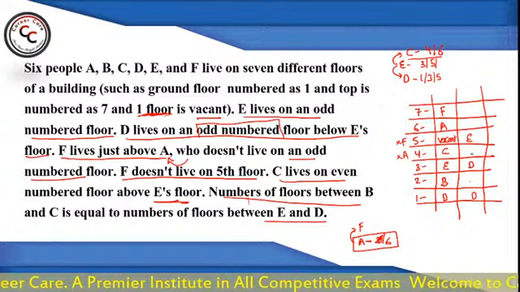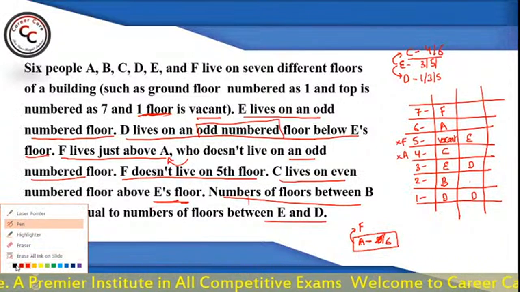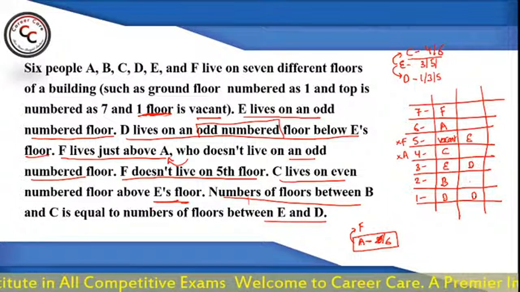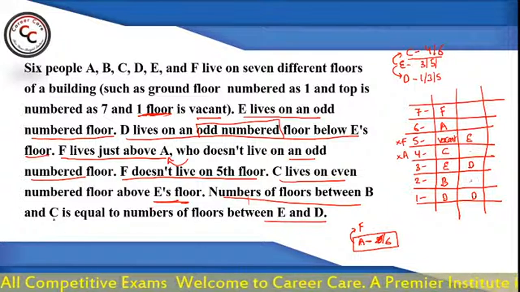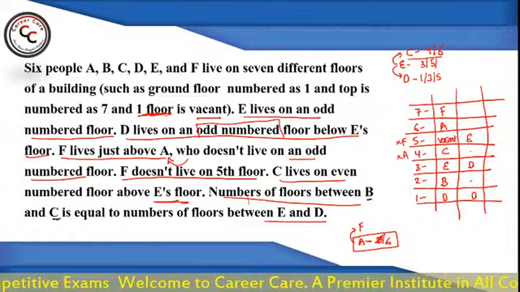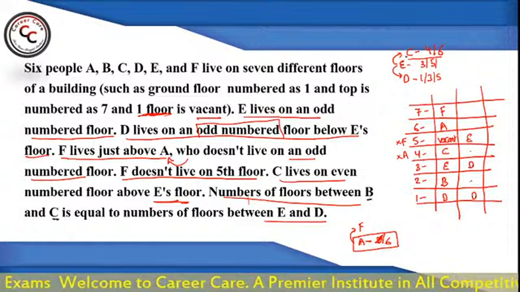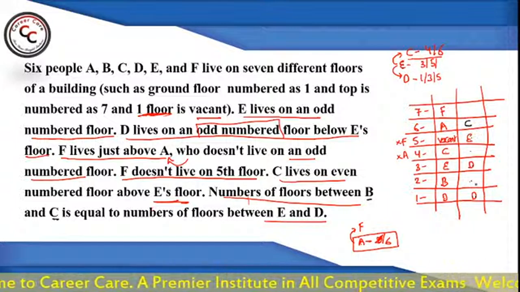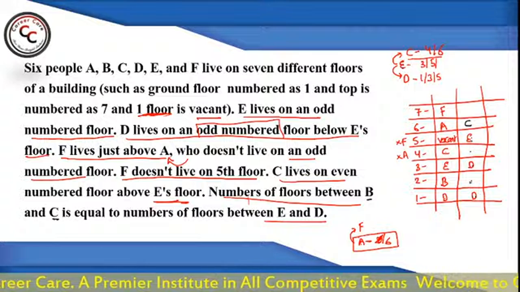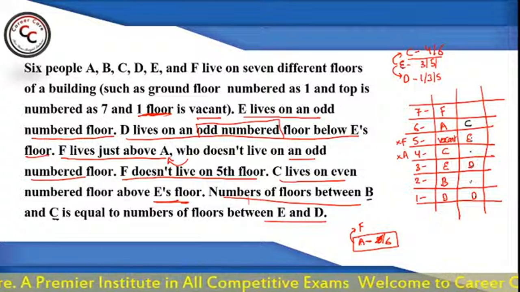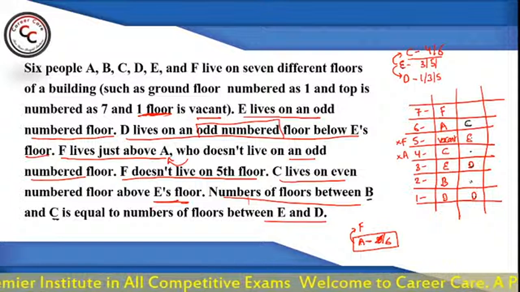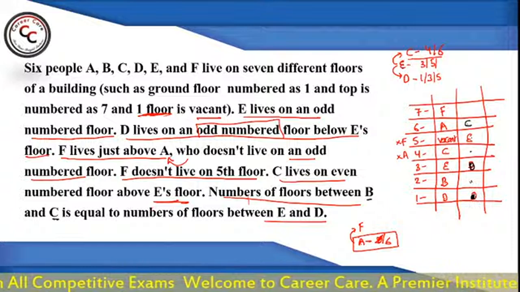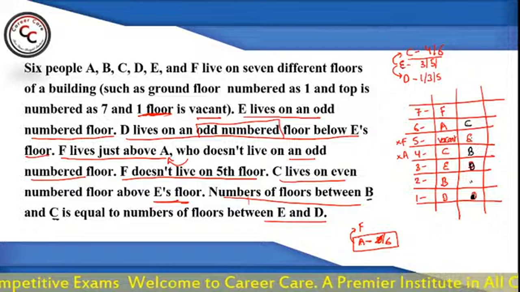Right? So let me think why the second possibility is not valid. Let's check. So let's say D is here. In between E and D, how many people? 1, 2, 3 people. That means in between B and C, there should be 3 people. Now we know that above E, C should be there on even floor. So if I take E and D, 1, 2, 3 persons. So C, 1, 2, 3. B, no chance. So if I take D here instead of here, in between E and D you can find one person. That means in between C and B also you can find one person.